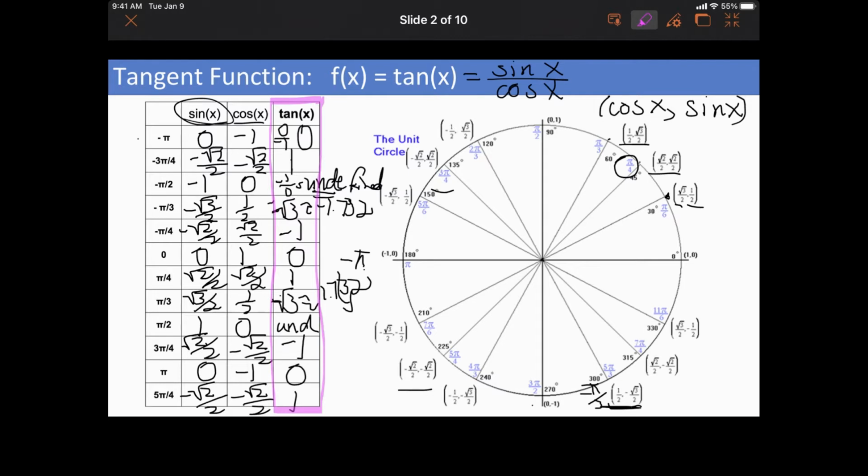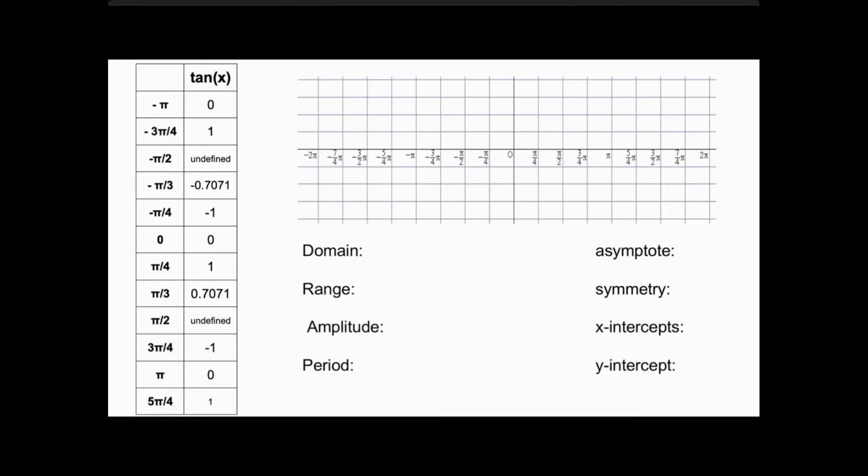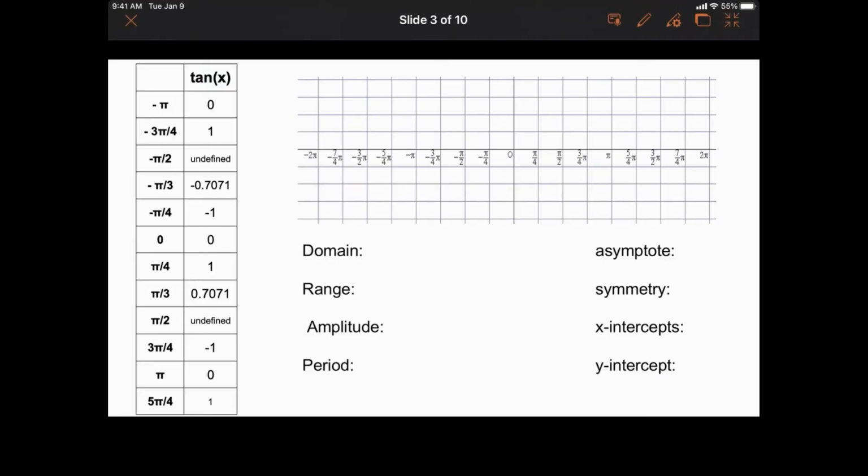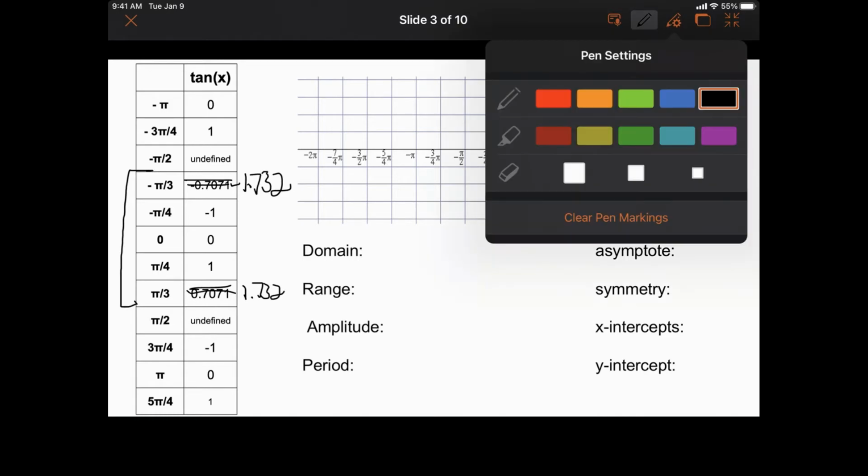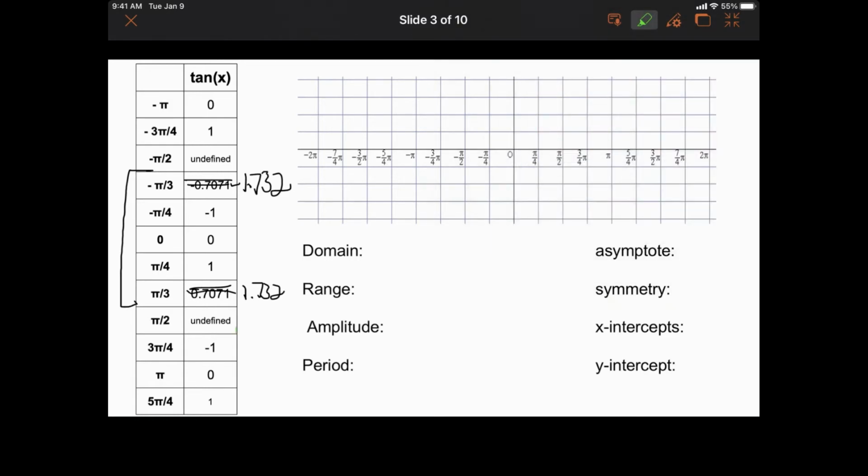All right, so let's take this and put it over in an XY coordinate plane. Now, when I looked at this, I realized I made a mistake. My bad. This should be negative 1.732, as we just found on the other page. This should be positive 1.732. We can see that between here and here are numbers, and then you have that undefined. So this is here, between pi over 2 and negative pi over 2. So I think I'm going to graph that first.